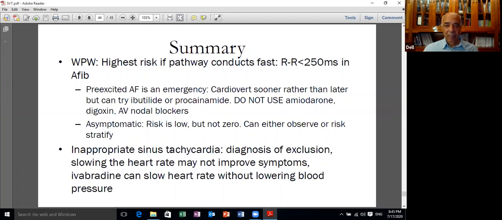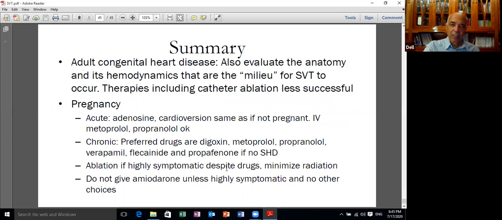Inappropriate sinus tachycardia is a diagnosis of exclusion, hard to treat, keep away from ablation, use drugs in combination. The best is ivabradine. Adult congenital heart disease: consider the anatomical and physiological abnormality, correct them because they are the mediator for supraventricular tachycardia. In pregnancy use adenosine and verapamil, and in chronic situation use safe drugs like digoxin, beta blockers, 1C if there is no structural heart disease. Ablation is a last resort. Avoid amiodarone unless the patient is highly symptomatic and there is no other choice.